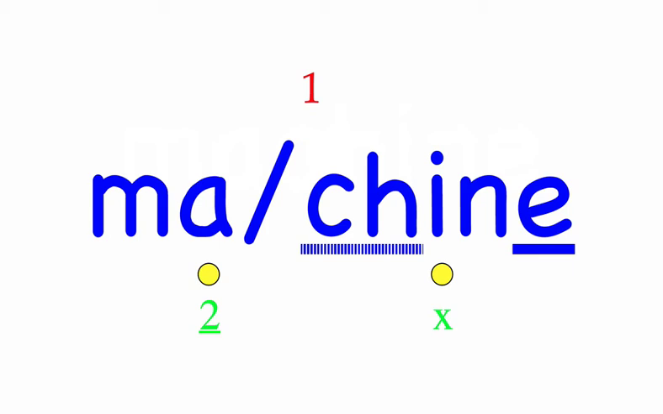Row 6, design. The architect's design was brilliant. Design. D has 2 sounds, D, E. Zine, 3 sounds, Z, I, N. Design. Mark the word.